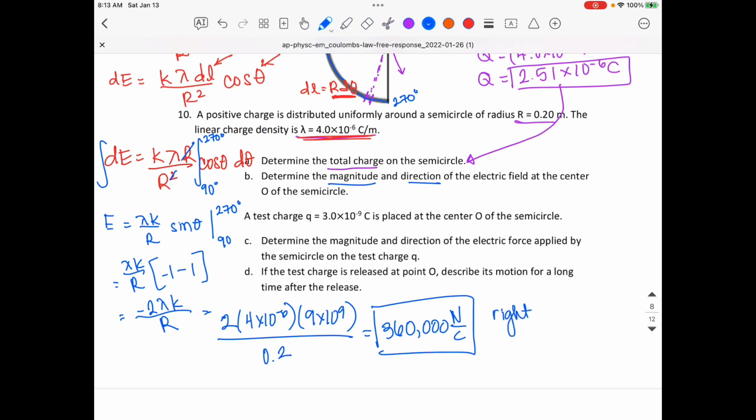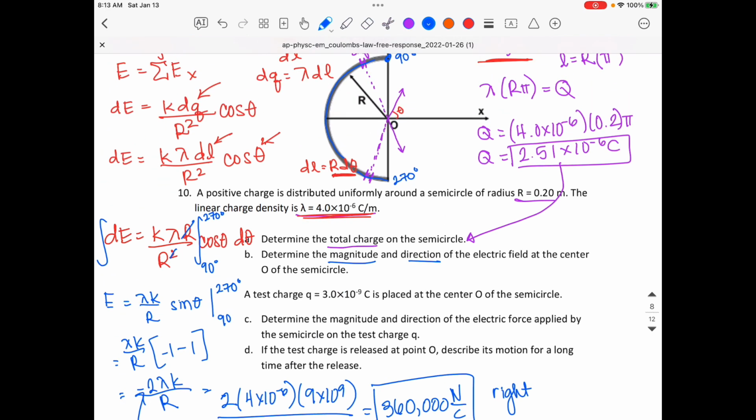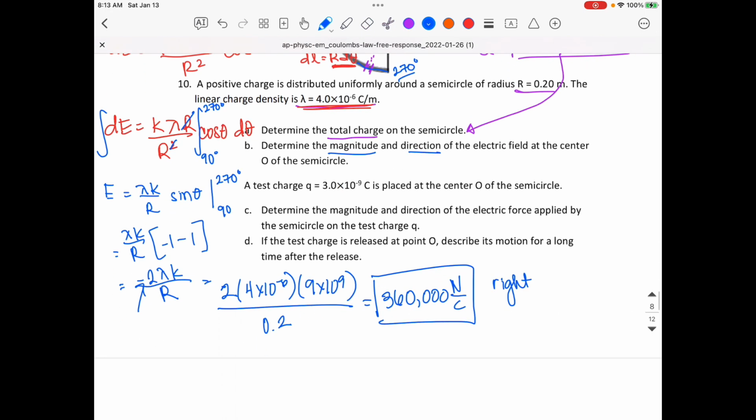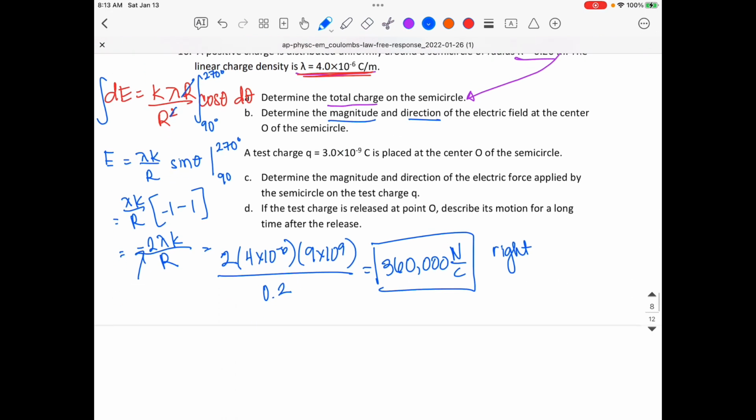Again, I got a negative when I did my integration, but when I looked at it, I knew it needed to be positive. So it might be because I was going in the wrong direction, from 90 to 270 when it should have been 270 to 90. Regardless, it's important to check your answer with the diagram. Okay, so let's do problem C. Determine the magnitude and direction of the electric force applied by the semicircle on a test charge Q.